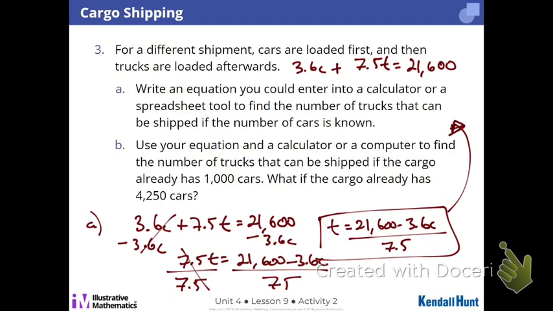Okay? Now, how much easier was it to just go bang, bang, put 1,000 in for C, see what you get, put 4,250 in for C. Way easier, right? Yeah. So for B, my answers should be 2,400 trucks, and it should be 840 trucks. Okay, and in my money's on, I want these to be that Cybertruck, son. Okay, a ship full of Cybertrucks.